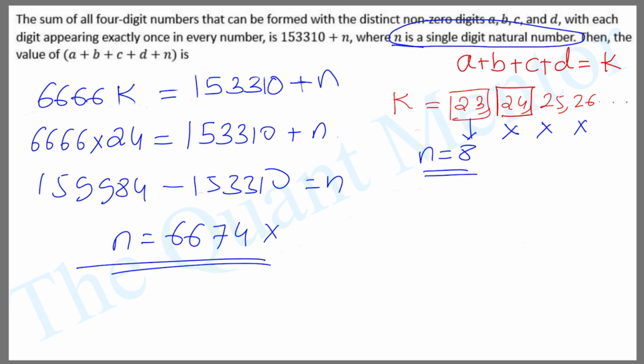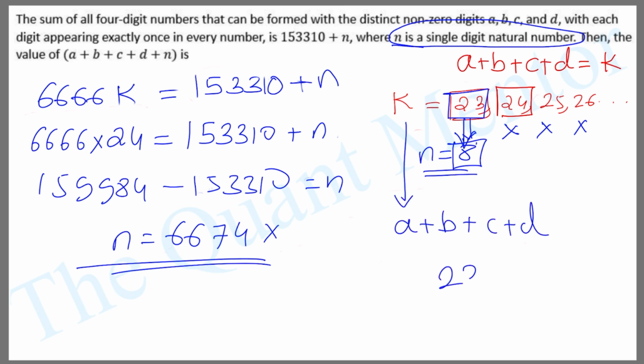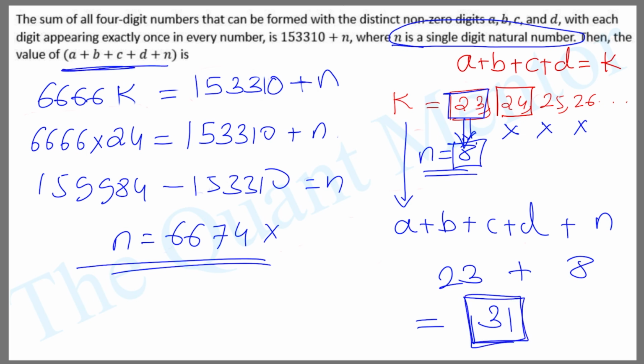That means k is equal to 23 and n is equal to 8 are the only possible acceptable values of k and n. And now we resubstitute the values. k is A plus B plus C plus D, which is 23, and n is 8. So 23 plus 8, my final answer to the question would be 31. There is no other value possible for A plus B plus C plus D plus n apart from this. My final answer would be 31.